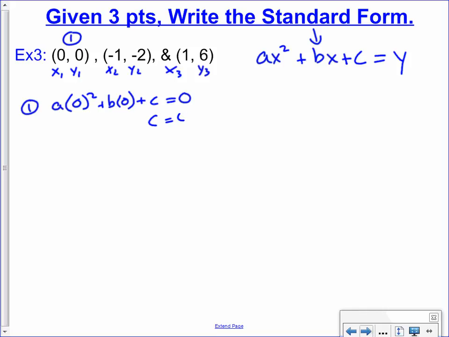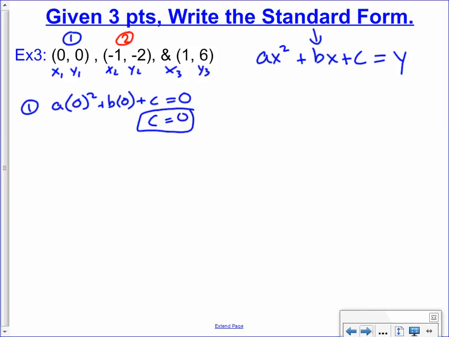Do you believe? Okay. We're finding the A, the B, and the C. So far we found the C. Every time you have a 0 for an X, thank the stars above, because that's easy. Then you found your C, aka your Y-intercept. So far so good? You gotta do it 3 times. We just did it once. Let's do it again.